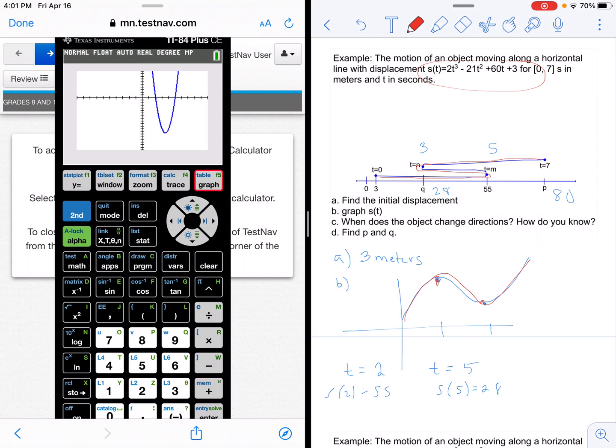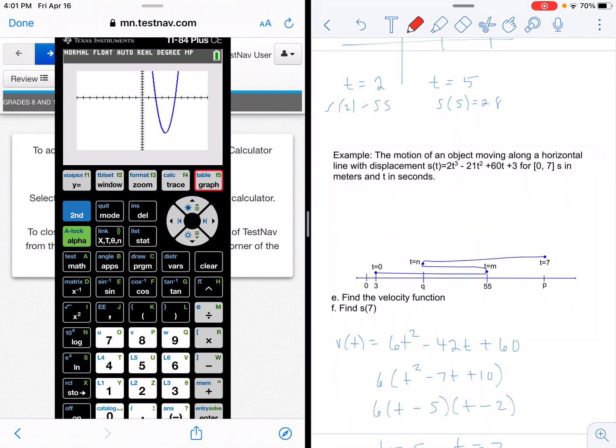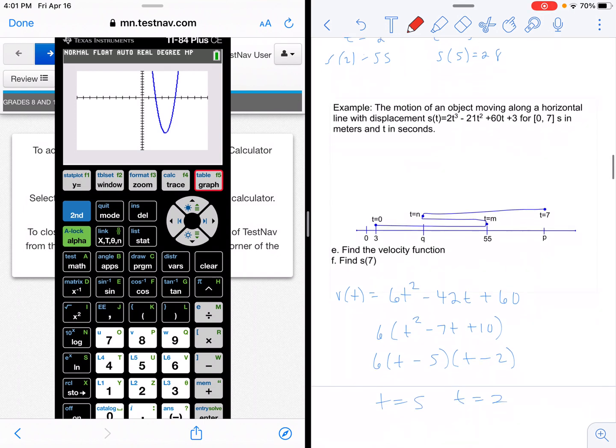And we talked about how the derivative of the position function is the velocity function. And for the velocity function, if the velocity is negative, it's telling you the point is moving left. When you find the derivative, you can find the velocity function. We did that.